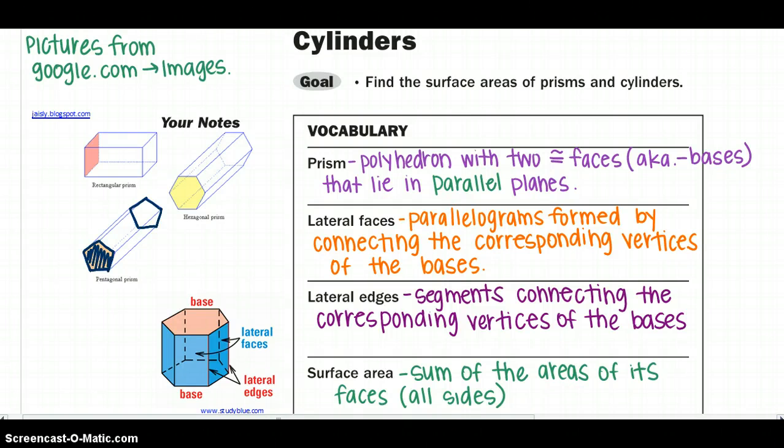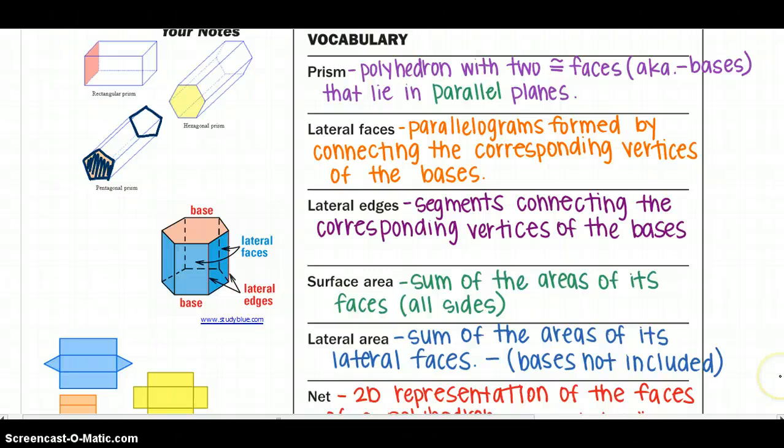Moving on to surface area, what we're going to talk a lot about today. To find it, we're just going to add up all the areas of the faces, or just adding up all the areas of all the sides that create our solid. And we will get more practice with that today. Next will be our lateral area, which is the sum of the areas of its lateral faces. So this will just exclude the bases. So it'll be the surface area minus the base area will give you your lateral area. So you can write that down if you want to.